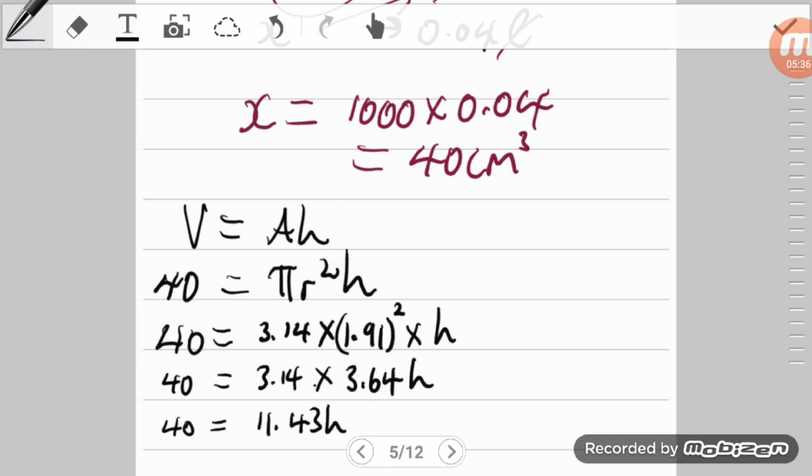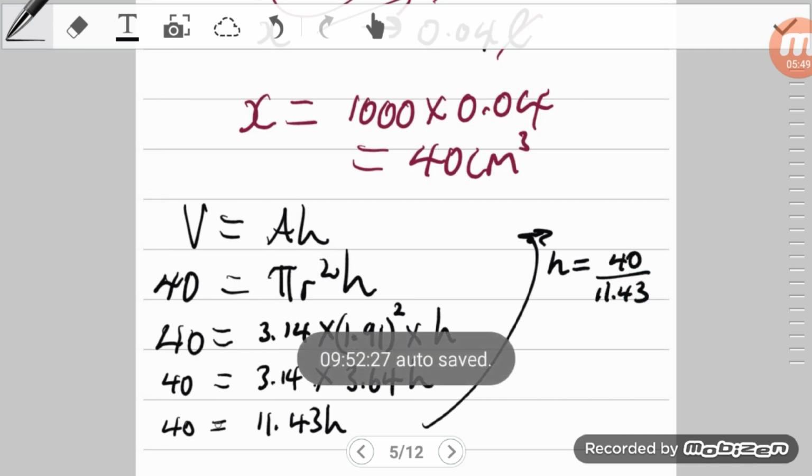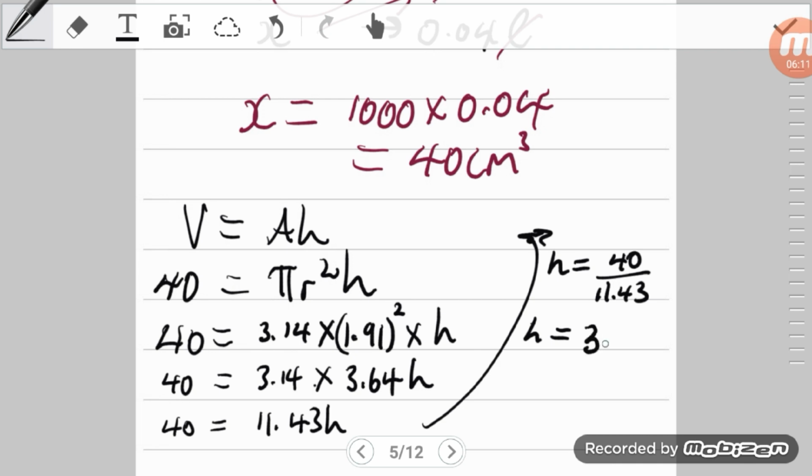And now just to wrap it up, just to finally get our answer, we'll realize that h here is equal to 40 divided by 11.43. We're dividing both sides by 11.43 so as to isolate the h. So h here works out to be 40 divided by 11.43, and we end up with an answer of 3.49, which is approximately equal to 3.5 centimeters.